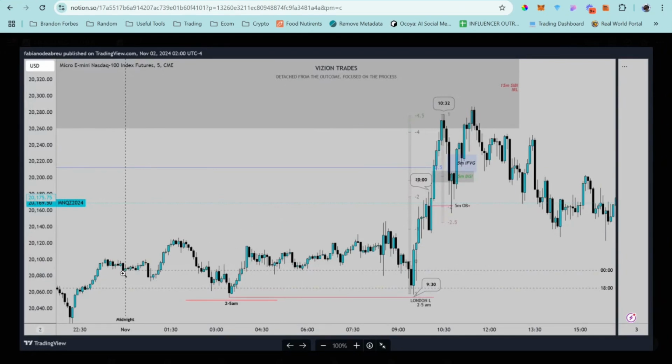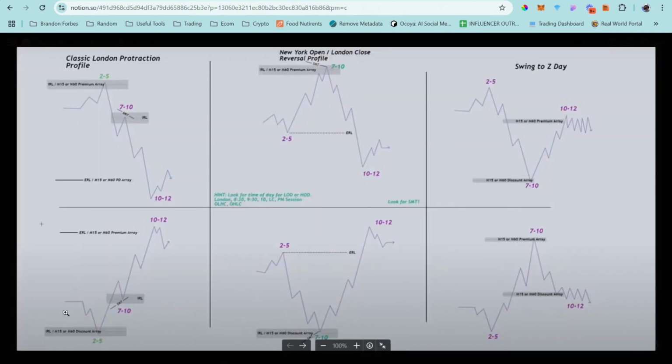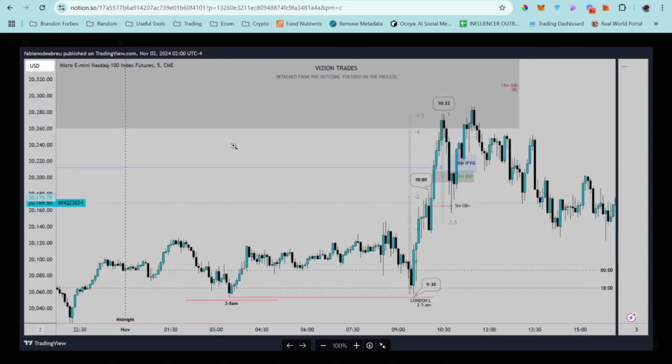So we're looking for open, 2 to 5 makes the low. Let's see. Look, I'll show you now here. Open, 2 to 5 makes the low. 7 to 10 makes the retracement. 10 to 12 makes the high. So 2 to 5 makes the low here. We did it like 3:30 or something like that. And then price accumulates here. We manipulate. 9:30 makes the retracement low. And then 10:30 puts in the high.